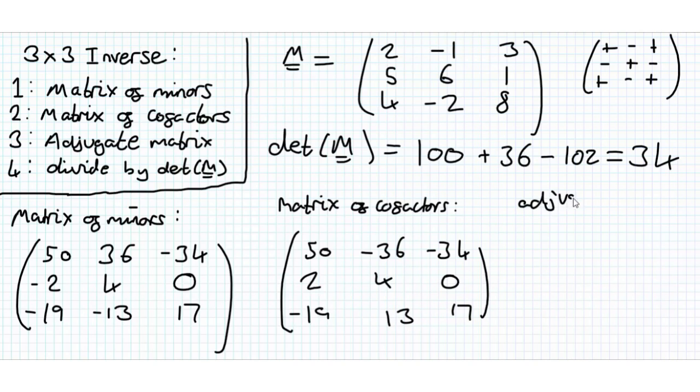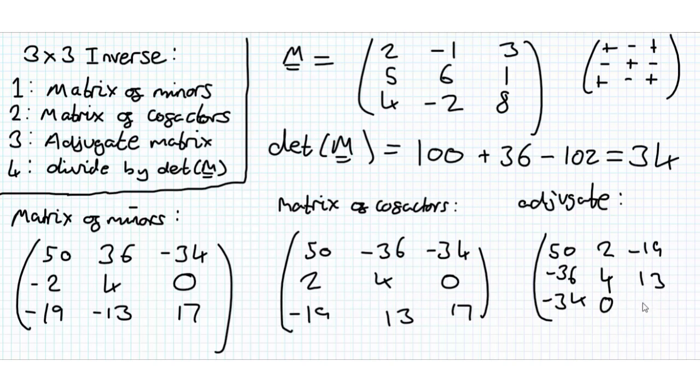Now we want the adjugate matrix. And all we do is swap the rows and columns around. So 50, minus 36, minus 34 just goes down as a column instead, and then we get 2, 4, 0, and then we get minus 19, 13, 17. You'll notice that this leading diagonal stays the same, but everything else sort of flips. Okay, so we're almost done.